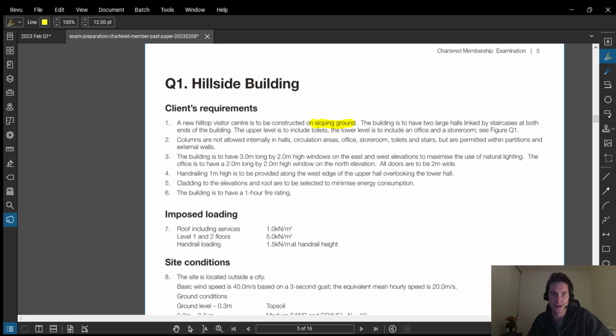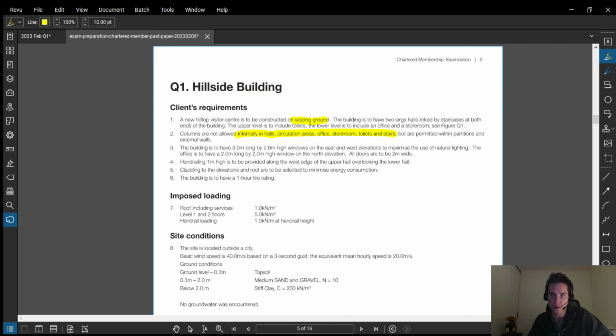Then they talk a bit about what the building looks like. Here's where we cannot put columns: they're not allowed internally in halls, circulation areas, office, storeroom, toilets, and stairs, but are permitted within partitions and external walls. So that's where we can and cannot put columns.